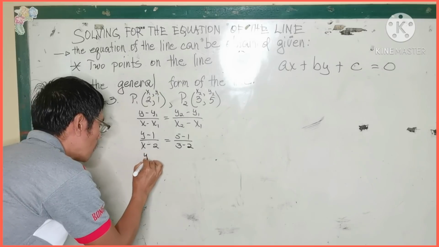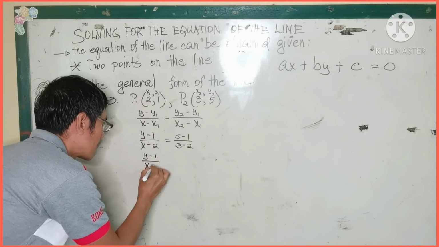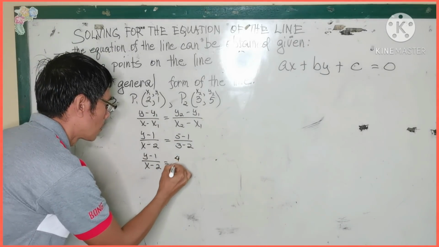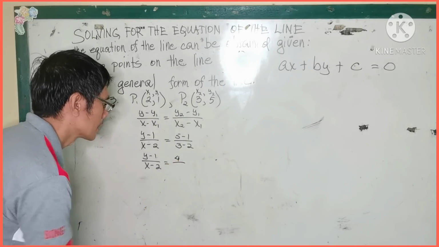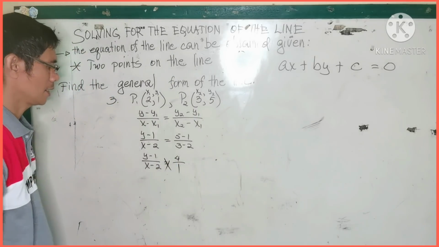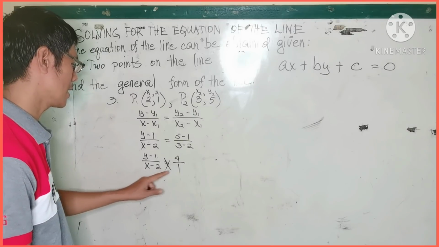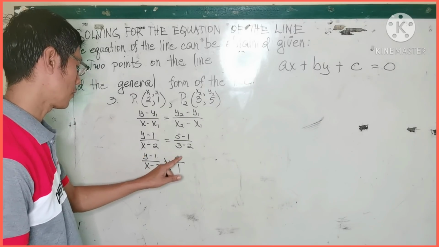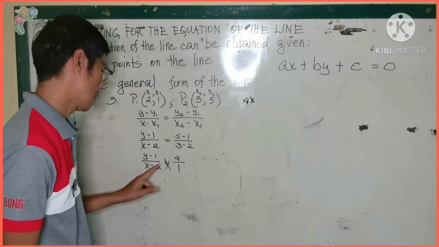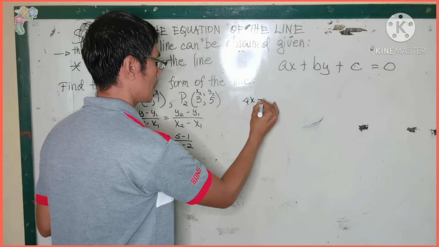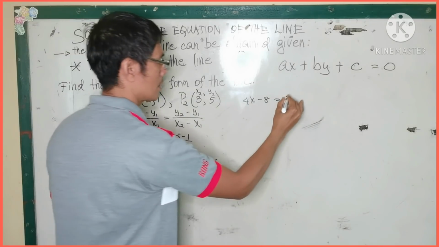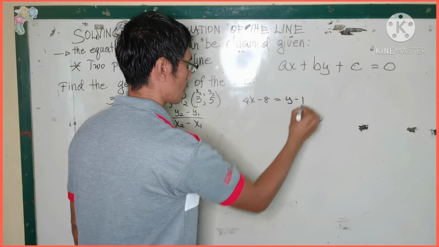So simplifying, y minus 1 over x minus 2 equals 5 minus 1 is 4 over 3 minus 2 is 1. Then mag-cross multiply tayo. Na? So yung 4 multiply natin dyan, yung 1 multiply natin dito. So 4 times x, we have 4x. 4 times negative 2, negative 8 equals 1 times y minus 1, that is simply y minus 1.